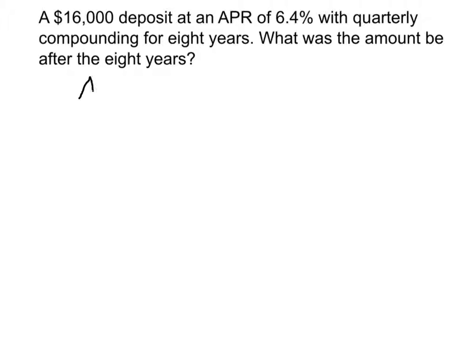Well, the formula is that the final amount is equal to the principal times 1 plus the rate over the number of times in a year it's compounded. All of that raised to the number of times it's compounded times the number of years. So we're looking for the amount.